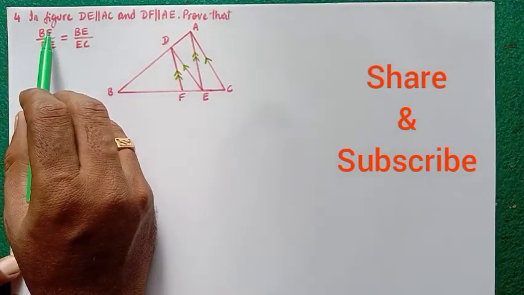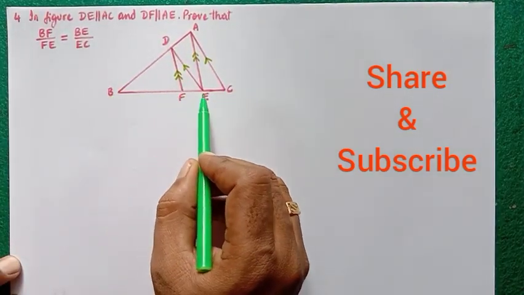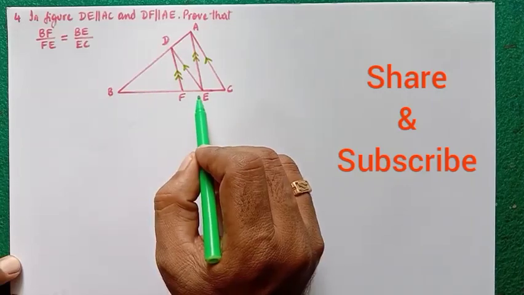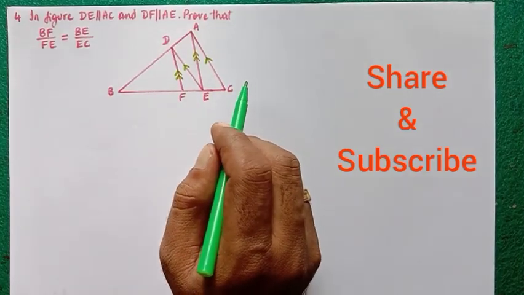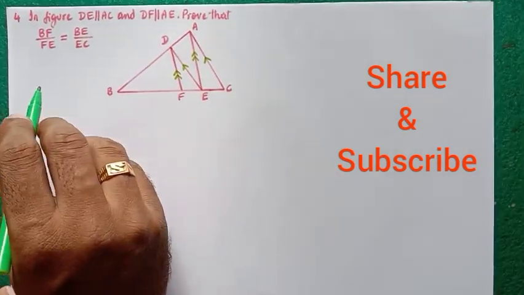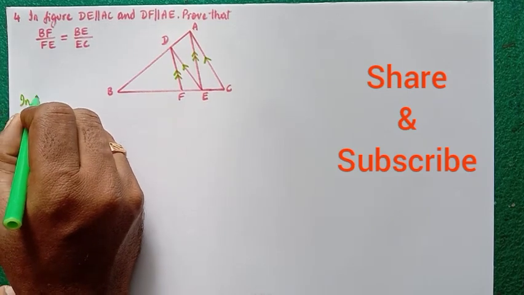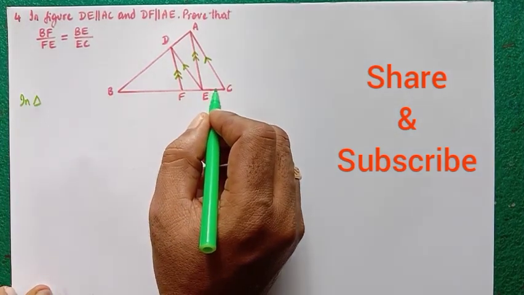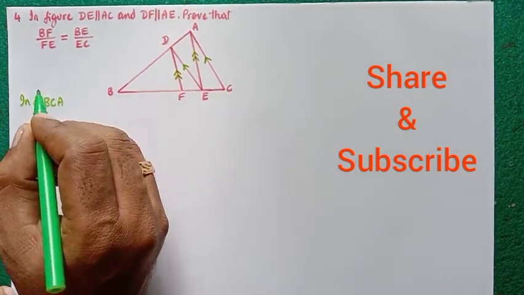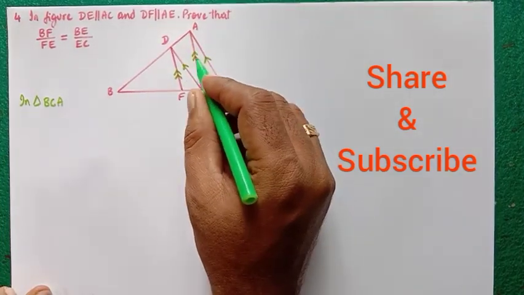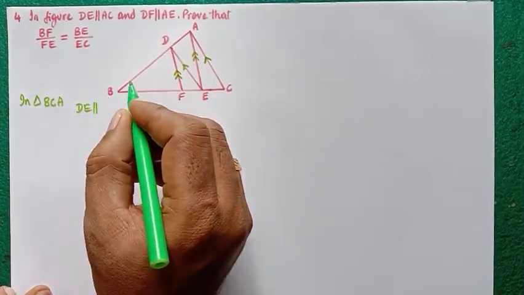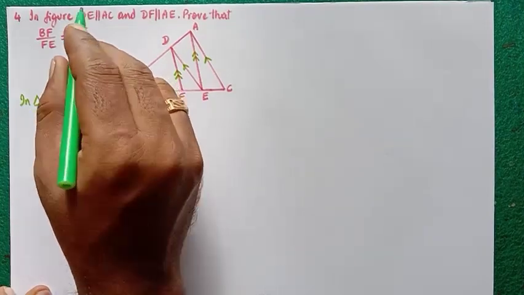Prove that BF by FE is equal to BE by EC. So how to solve this one? Let me consider a triangle. In triangle BCA, here DE is parallel to AC. This is the first case.